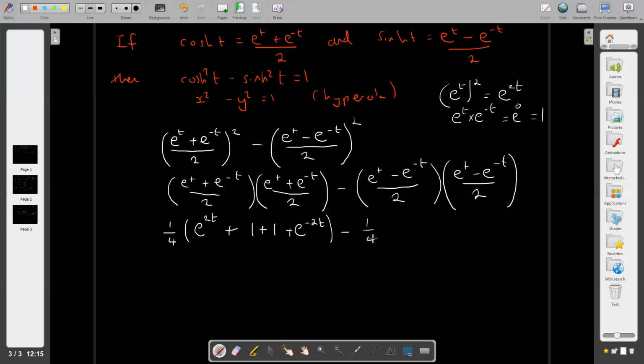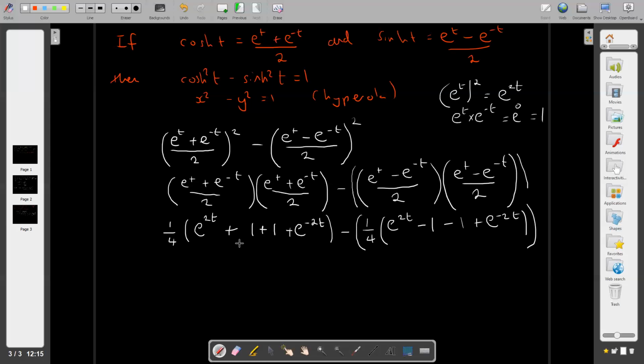Subtract. The quarter is going to come out again from this side. So e^t times e^t is e^(2t). e^t times minus e^(-t), well, that's going to be minus 1. Plus positive here, so maybe I should put a bracket there just to be clear what we're doing. So e^t times e^(-t), minus e^(-t) times e^t is going to be minus another 1. And this is going to be a plus e^(-2t). So I've got a closed bracket there and a closed bracket here.